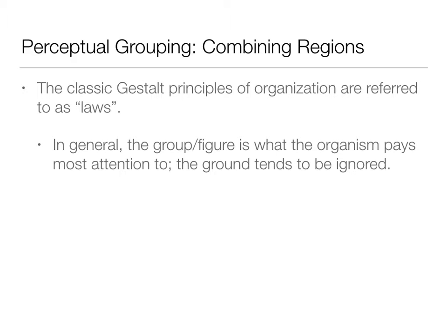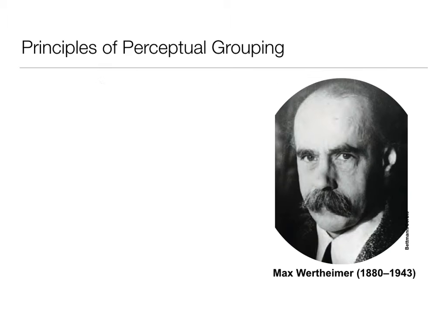The classic gestalt principles of organization are referred to as laws, and in general, that group and figure is what the organism pays most attention to. We're ignoring that background. We've done figure-ground, figured out what's the figure and what's the ground, and now we're ignoring the ground and trying to find out more about the figure. Is it one figure? Is it multiple figures? How do we group these things together?